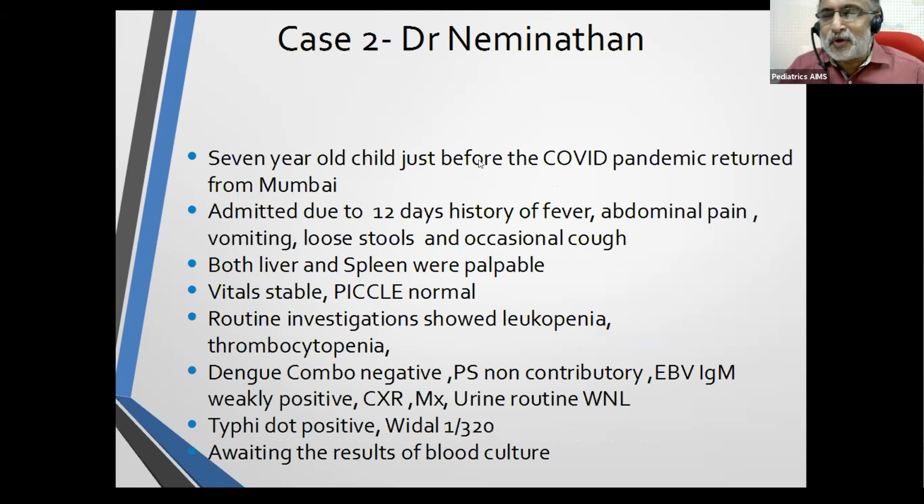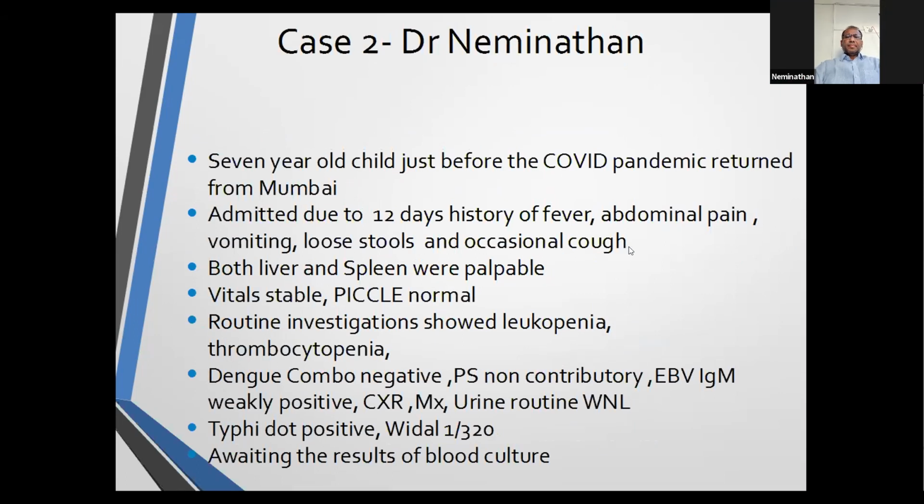Okay. Now I want to present another scenario, a case that happened before the COVID pandemic, somewhere in June. This patient was returning from Mumbai and was admitted due to a 12 day history of fever. This is for Dr. Naiman Nathan, please listen. The child had abdominal pain, vomiting, loose stools, and occasional cough, with hepatosplenomegaly. Vitals were stable. Investigations showed leukopenia and thrombocytopenia.